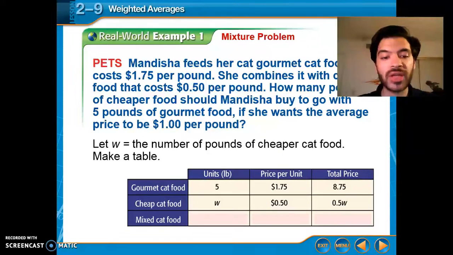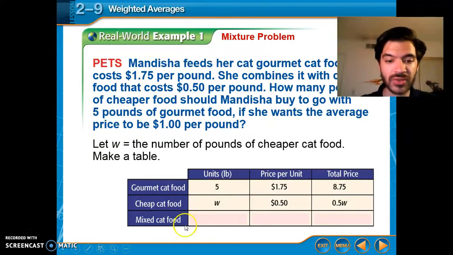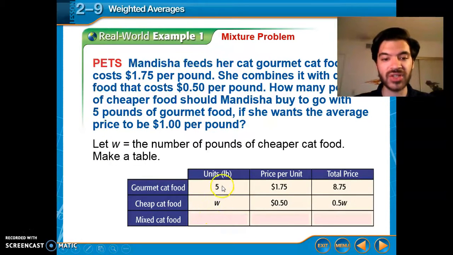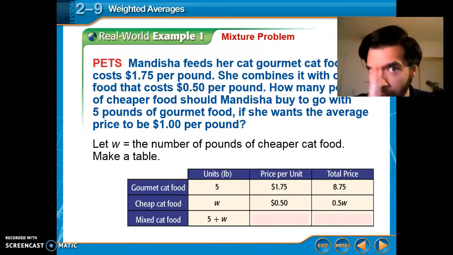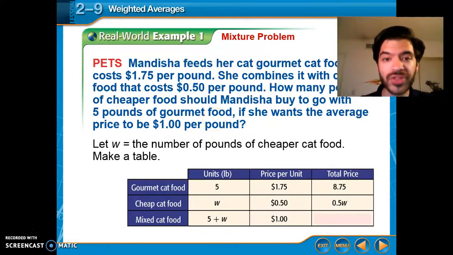Next, we are taking the mixed cat food. This is the crazy part. The mixed cat food is the combined total of these things. So that means we're going to take 5 plus W to get the mixed cat food. For the price per unit, this time we're not adding. This time we're told that we want it to be around $1 for every pound. We're told this price, that's excellent, so we can just fill that in. $1 per pound. And the total price is the amount of pounds times the price per pound that we want, multiplied together.